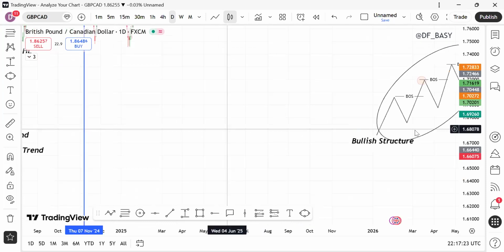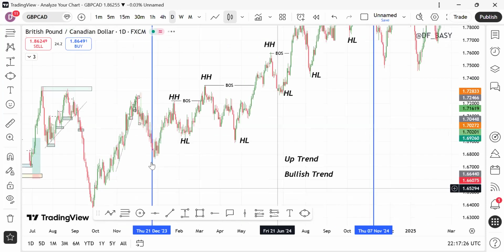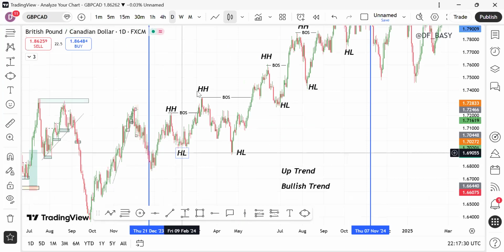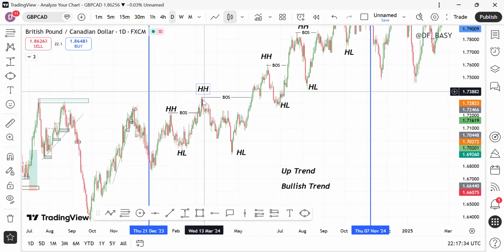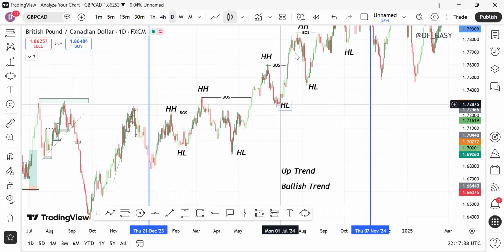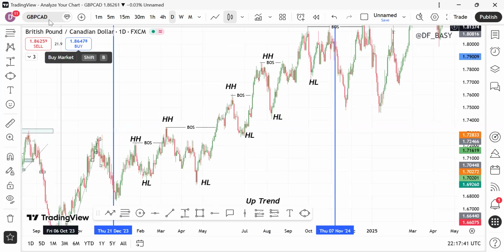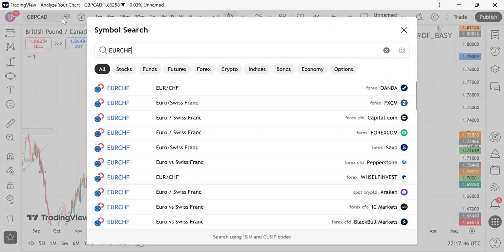So now if you can look at this closely, market came up, came down, broke structure, took out this high, came down, broke structure, took out this other higher high, came back, created a higher low, break structure, right? So you can also say the same for the bearish. Let me go back to Euro CHF.